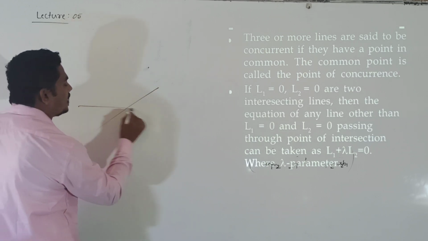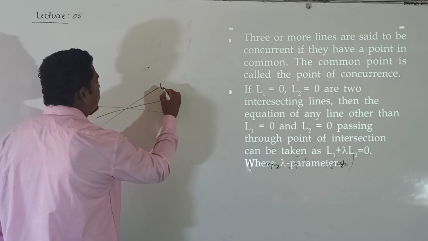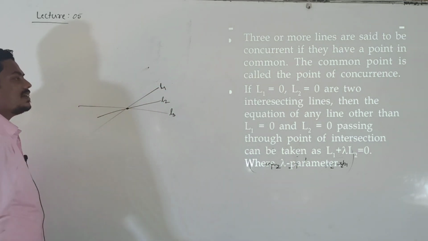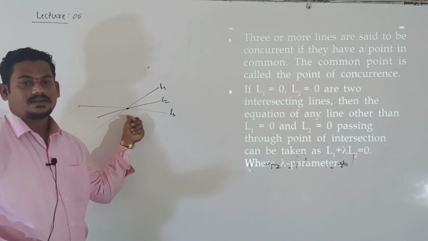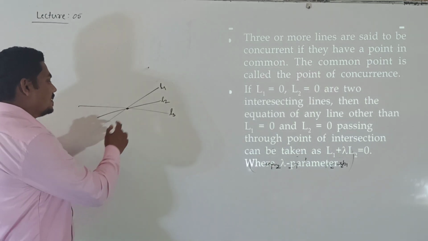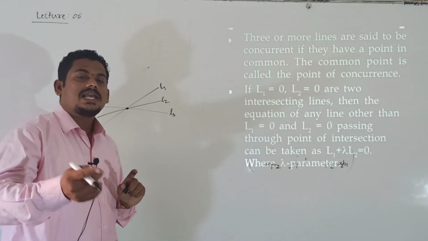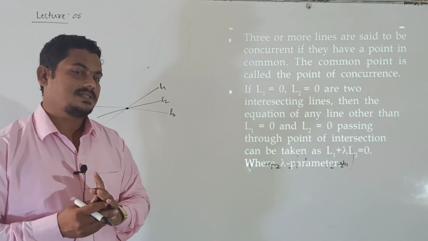Suppose it is line 1, line 2, and line 3. Suppose L1, L2, L3. These three lines are said to be concurrent. Why? Because they meet at a single, common point. Three or more lines are said to be concurrent if they meet at a single point.